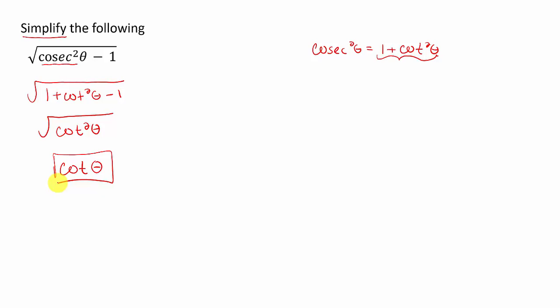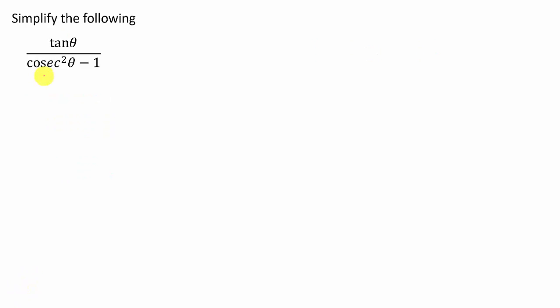I can write cotangent in many ways. I can write it as 1 over tangent. I could write it as cosine over sine. But again, those introduce fractions, so I probably just want to leave it as cotangent of theta. Okay, last problem, and this one's just a little bit more complicated.